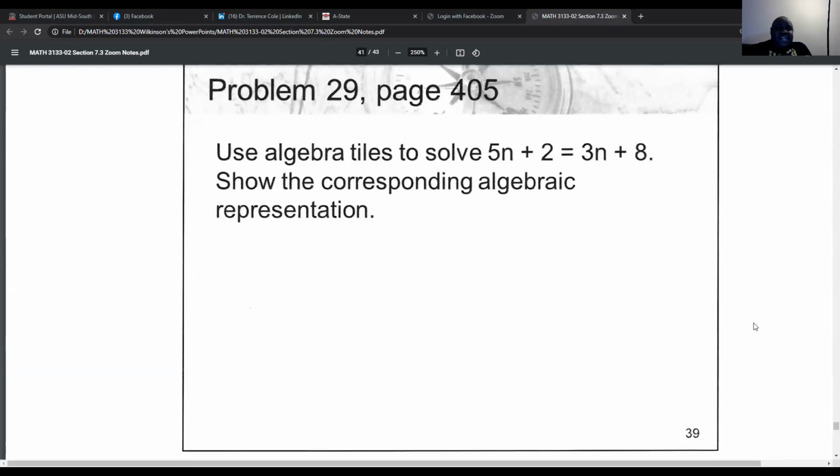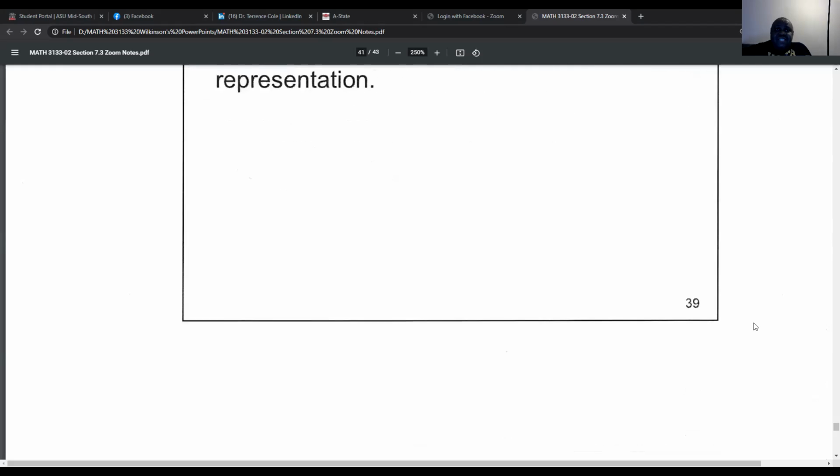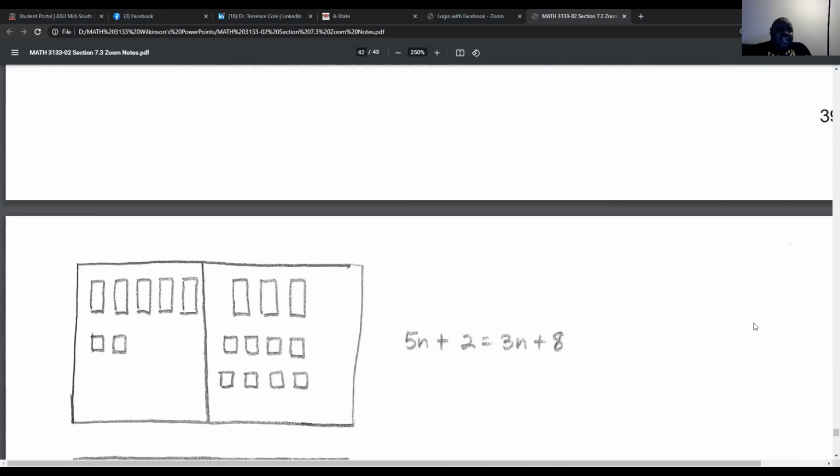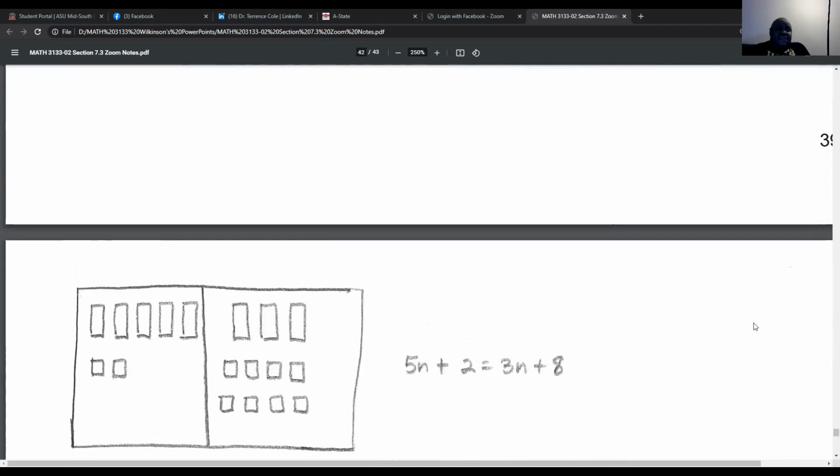Let's say we want to use algebra tiles to solve 5n plus 2 equals 3n plus 8 and show the corresponding algebraic representation. And here it is. For the 5n plus 2 is equal to 3n plus 8, you're going to need 5 n tiles, as you can see on the left side, and 2 1 tiles. This vertical bar represents the equal sign, 3 n tiles, and 8 1 tiles for 3n plus 8. And then we're going to solve here.